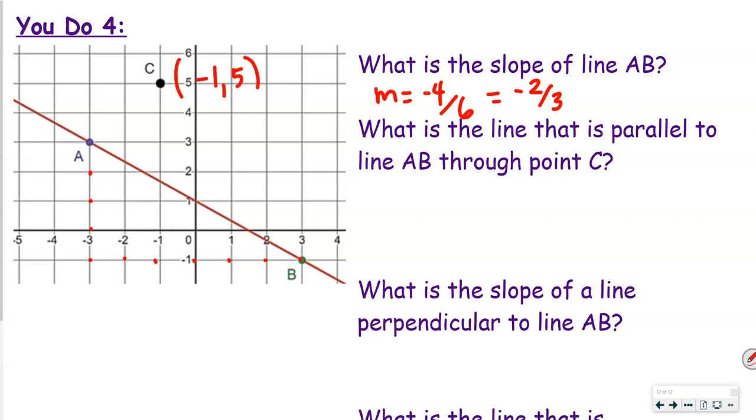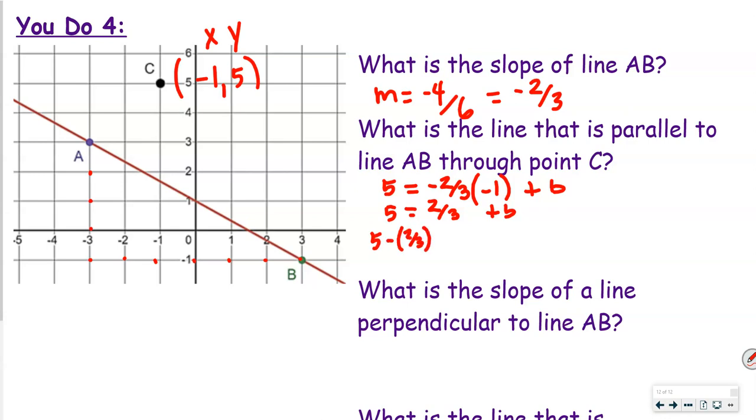Okay, so we're going to put this in our equation. Remember, this is our X and this is our Y. So 5 is equal to negative 2/3 times negative 1 plus B. Okay, so that's going to be 5. A negative times a negative is a positive, so that's 2/3 plus B. Now we're going to subtract 2/3 from both sides, aren't we? And you can do this in your calculator. 5 minus, you can do it just like this. 5 minus 2, in parentheses, 2 divided by 3. Okay, and that's going to be your B.